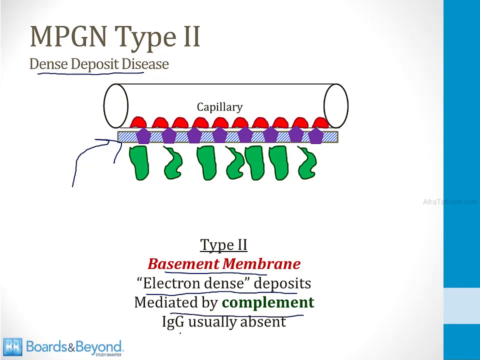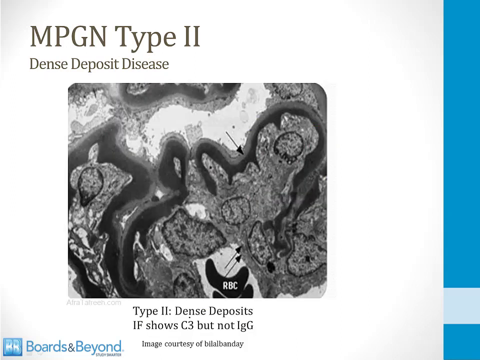Importantly, IgG is usually absent in cases of MPGN type 2, so if you perform immunofluorescence staining like we described earlier, you will not see positive immunofluorescence staining for IgG in cases of MPGN type 2. The reason this disorder is called dense deposit disease is because these dark ribbons form in the basement membrane as shown in this electron microscopy image on the screen here. And as I mentioned before, if you do immunofluorescence staining in MPGN type 2, it will be positive for C3 because complement is heavily active in this condition, but not for IgG because this condition does not involve immune complexes.